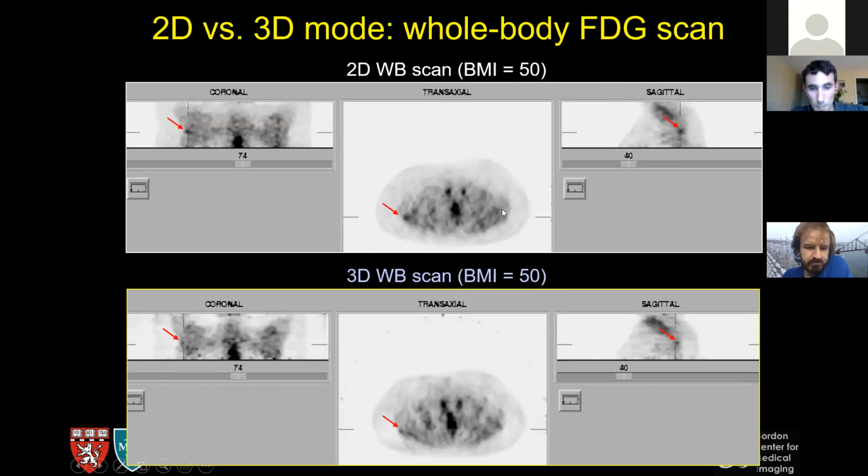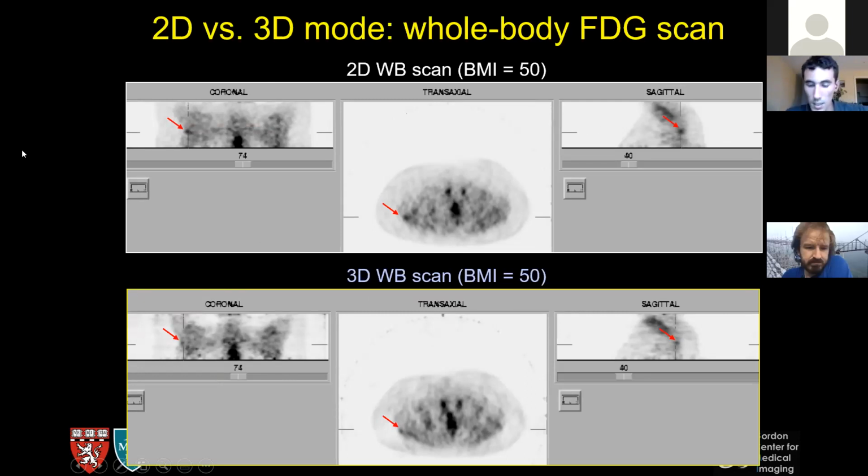So here, BMI of 50. You can see now that if you focus on this tumor right here, it's almost gone in the 3D mode. Because you have so much scatter, you have rejected so much signal in the 3D mode comparatively to the 2D mode, that the gain you have for 3D mode is basically going to vanish. Okay, so 3D mode is good when you have thinner patients, but once you have larger patients, scatter becomes such a problem that it is going to lead to a degradation of performance, basically.